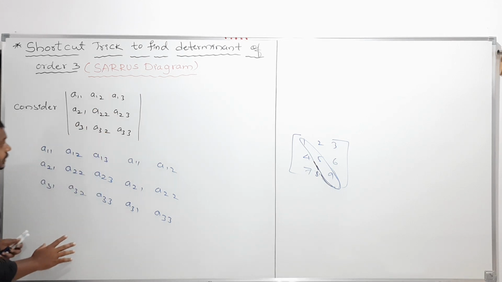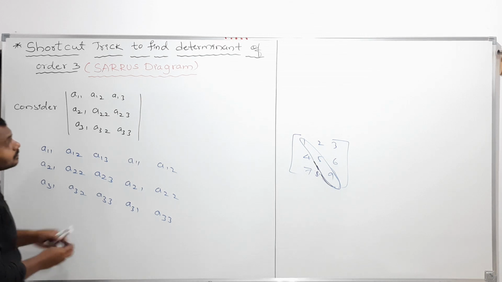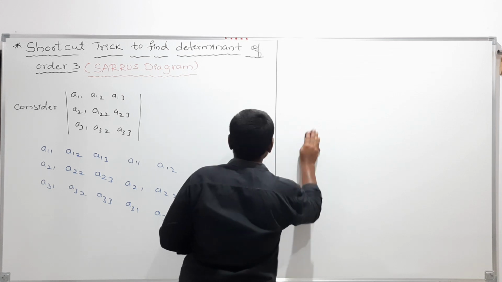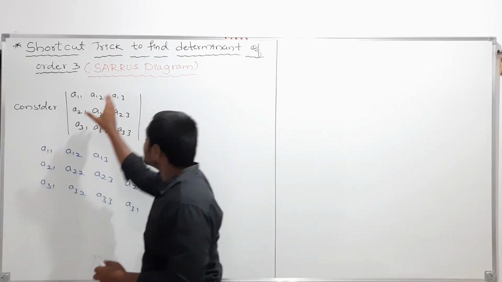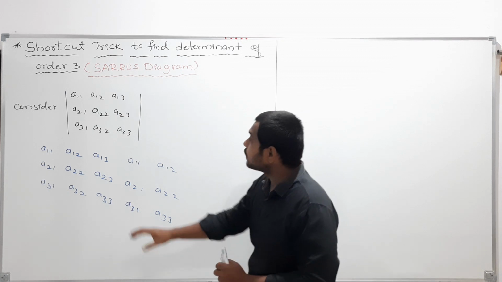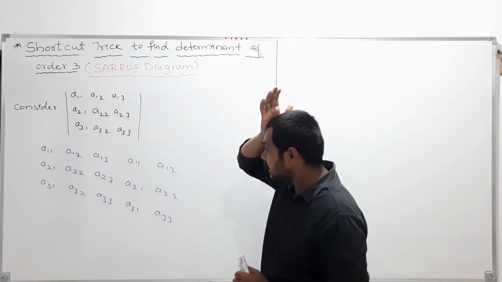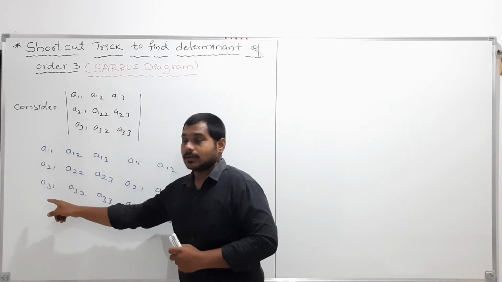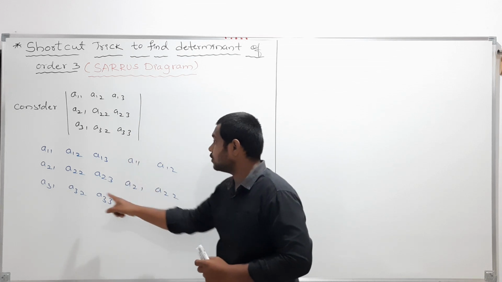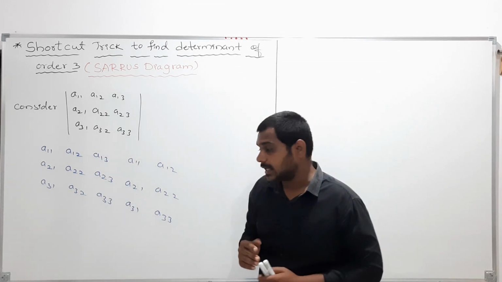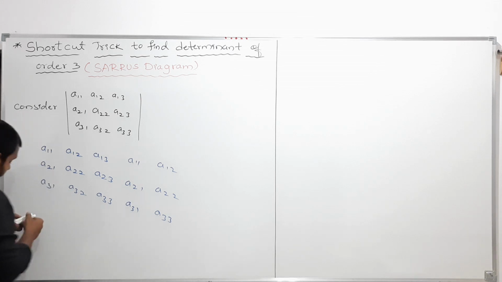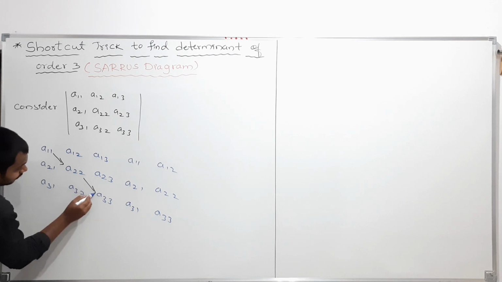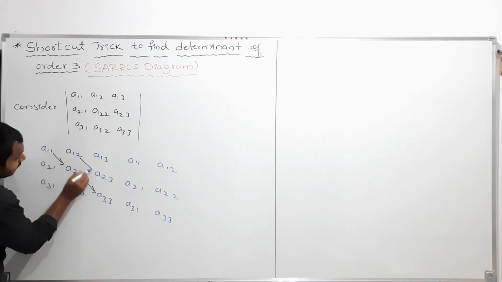So my dear students, now I am calculating the determinant value. To calculate the determinant value, first write the given elements as it is. After writing the elements of the determinant, write the first two columns on the right side. This is the first column I wrote, this is the second column I wrote. After writing this, mark the diagonal elements like this. So mark the diagonal like this.